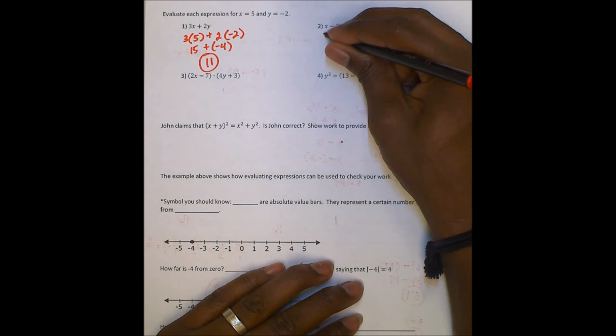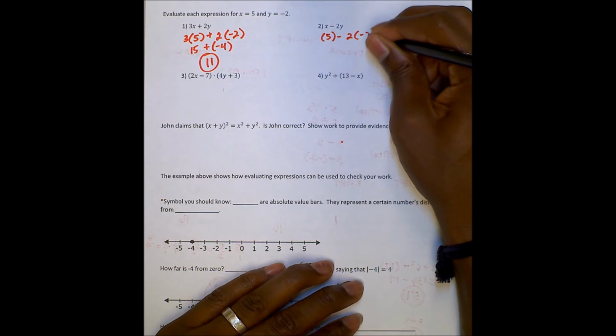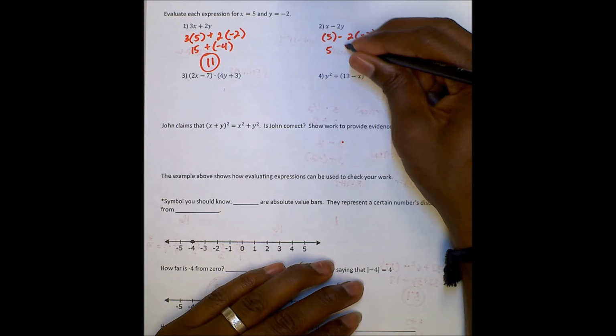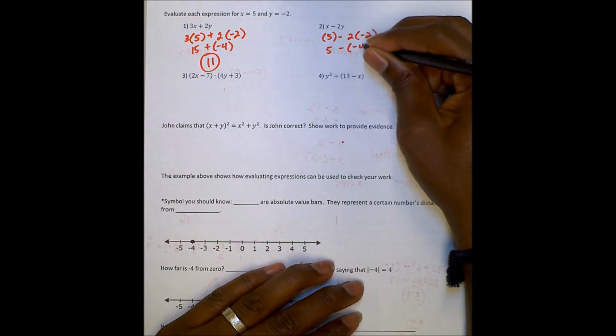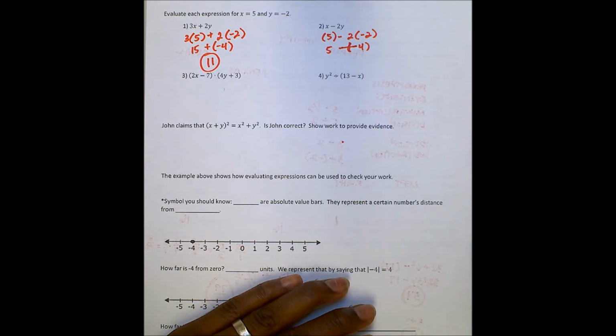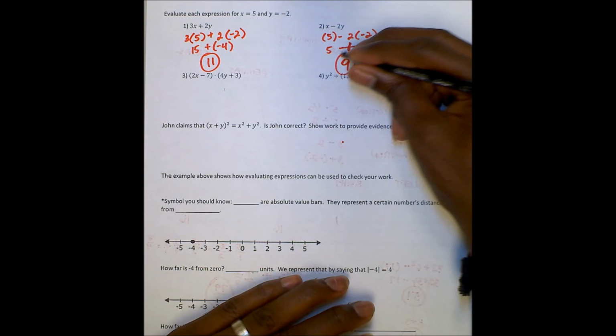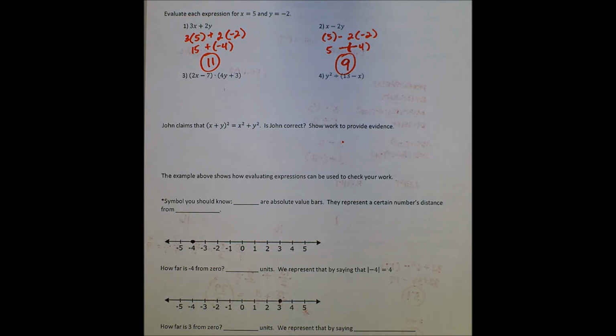Second problem, doing the same thing, plugging in: 5 minus 2 times negative 2, 5 minus negative 4. We're minusing a negative, that means we're adding. So 5 plus 4 is 9. Anytime you see two operation signs next to each other, you need to say, what are they asking me to do? Clear it up with yourself so you know there's only one operation happening.